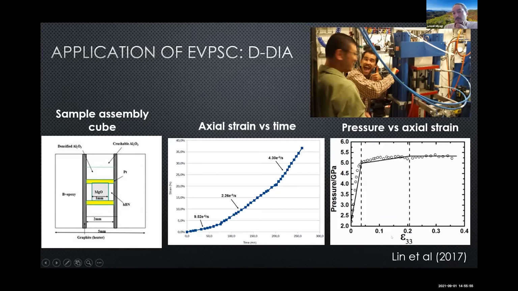We know what epsilon 3,3 is, but we don't actually know what epsilon 1,1 and 2,2 are doing. But if we match the pressure curve, we can constrain what those other principal strain directions are doing. So that's the first step of the simulation: matching the strain rate and then the pressure curve.